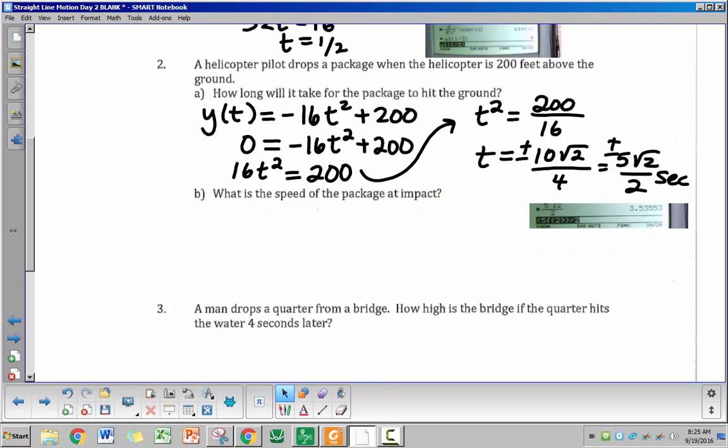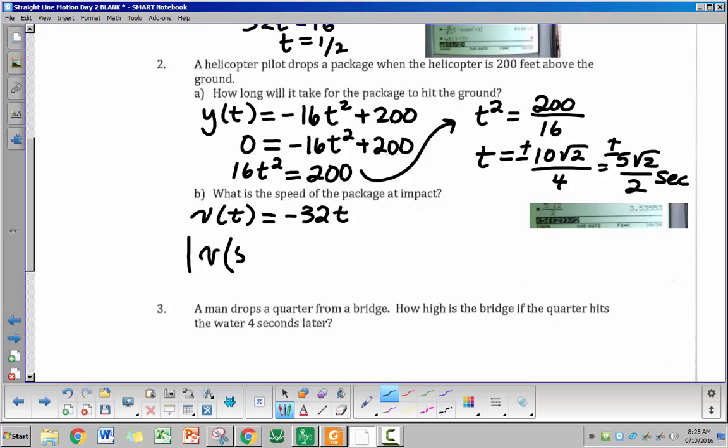All right, what is the speed of the package at impact? Speed is the absolute value of v of t, but first we need to find the velocity, which is the derivative of the position, negative 32t, because the derivative of 200 is 0. Now we want the speed. If I plug time equals 5 root 2 over 2 in there, it's going to give me what kind of number? Negative. So we want the absolute value of v of 5 root 2 over 2, and that'll give us our exact answer.